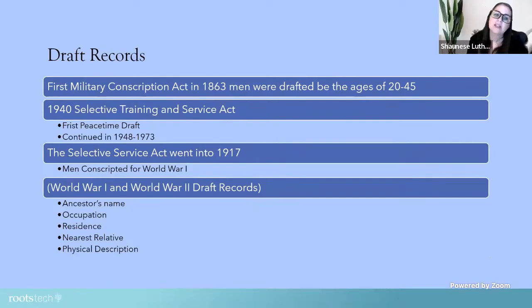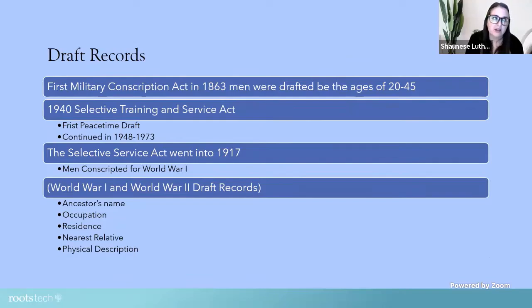1940 is when you had the Selective Training and Service Act come into play. So this is the first peacetime draft, and it continued in 1948 to 1973. Then you have the Selective Service Act, which went into 1917, and this is when the men signed up to go serve in World War I. In World War I and World War II draft records, we have your ancestor's name, occupation, residence, their nearest relative, and their physical description. So nearest relative could be their wife, their father, their mother, their brother, anyone that is a relative to them.